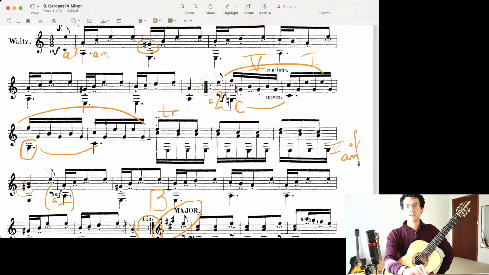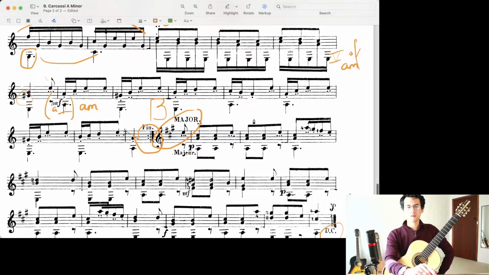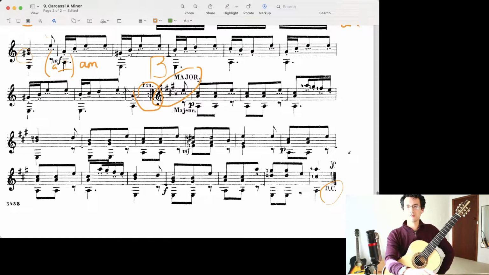5 of A minor. We go back to A minor, and we get a repeat of that opening section. Okay, so that's the form and keys in a nutshell. Let's go to the B section and talk about the structure of that.